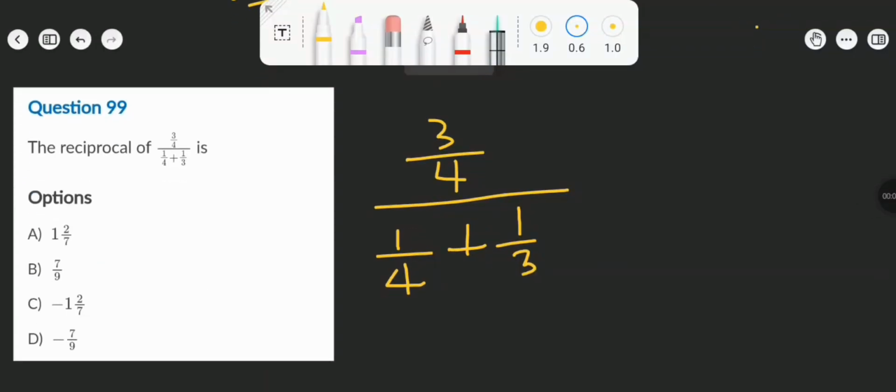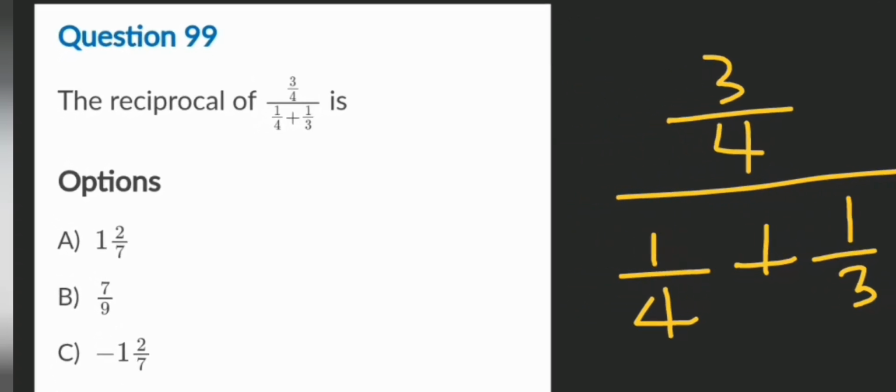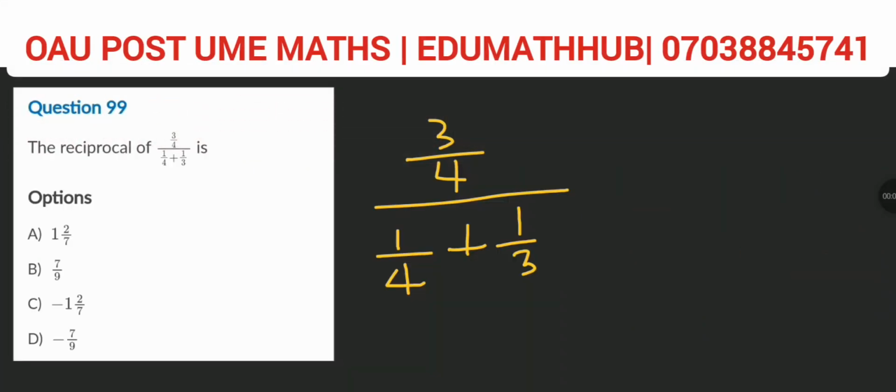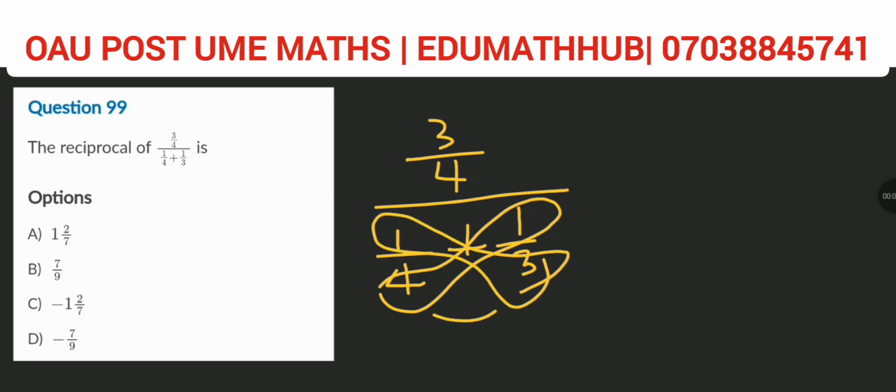So for the next question, we have to find the reciprocal of 3 over 4 all over 1 over 4 plus 1 over 3. So look at how you're going to solve it. So this is it here. I've already brought it out for you guys. So the first thing to do is to simplify the bottom part, which is the denominator. So let's just use this simple trick like this. So multiply like this, also multiply like this, then we multiply 4 times 3.